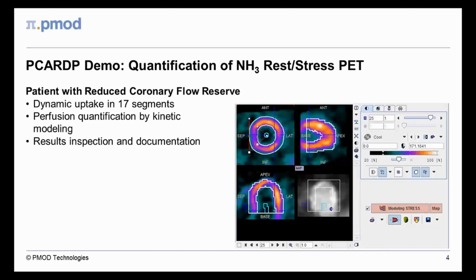The following 3-minute demo will give you a brief impression of our cardiac PET modeling tool. It uses ammonia PET rest and stress data from a patient with reduced coronary flow reserve. The temporal uptake in the 17 standard segments of the myocardium will be calculated, and a kinetic model fitted for estimation of regional perfusion. Finally, the result is inspected and documented.